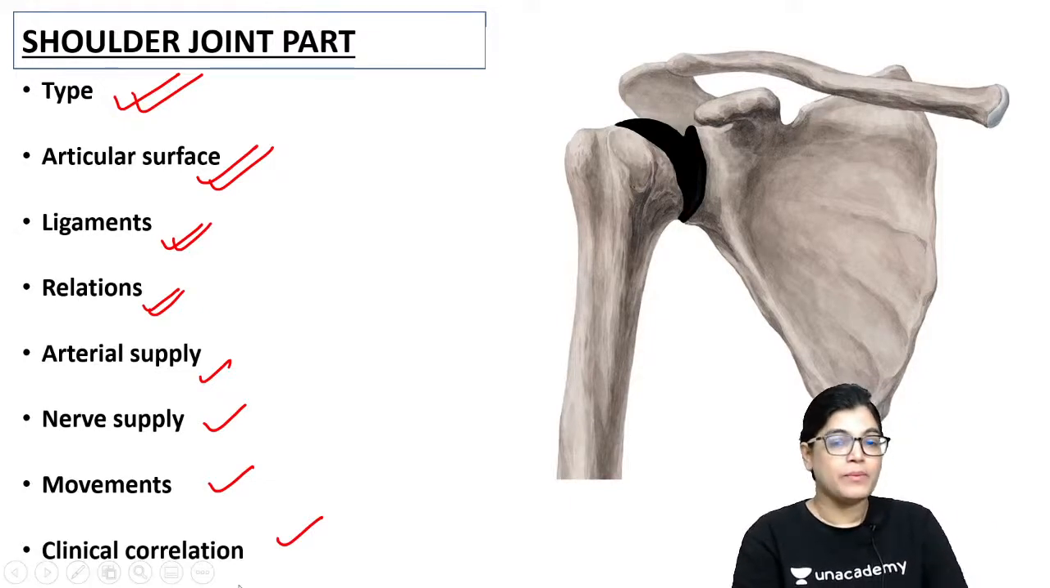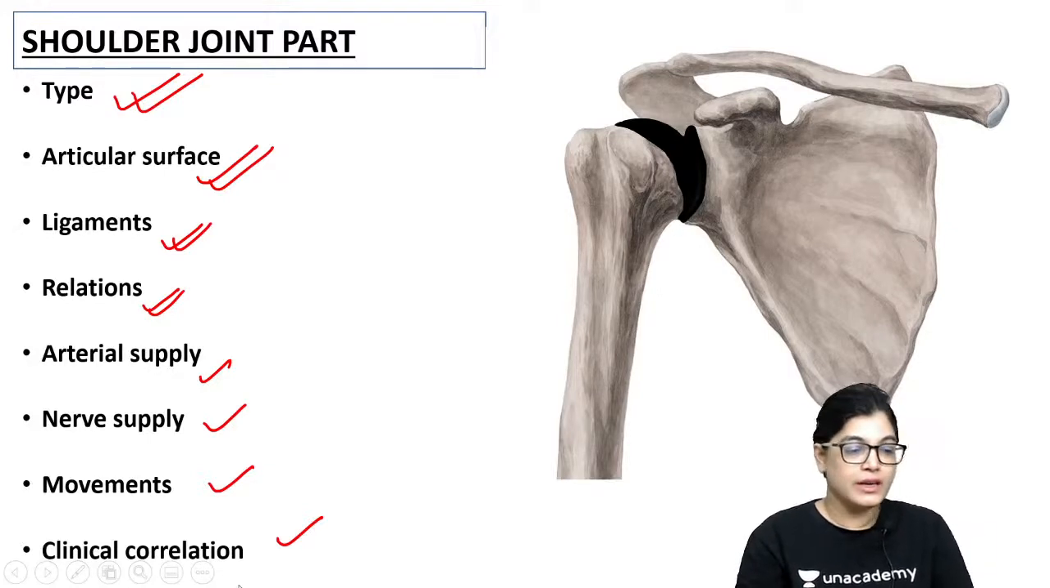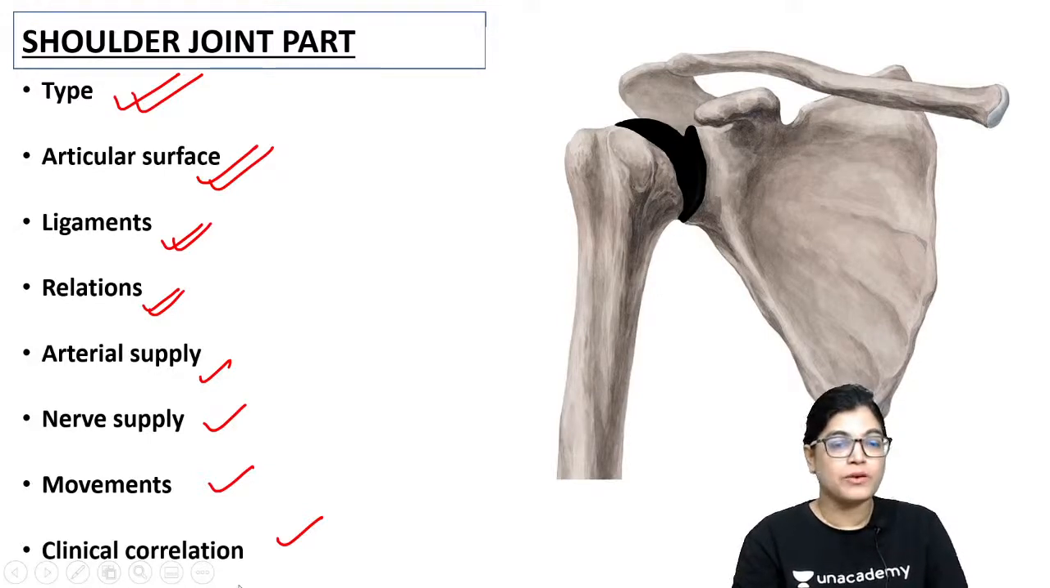So under these subheadings, I am going to cover the whole topic of the shoulder joint. Firstly, let's start with the description of which type of joint the shoulder joint is.